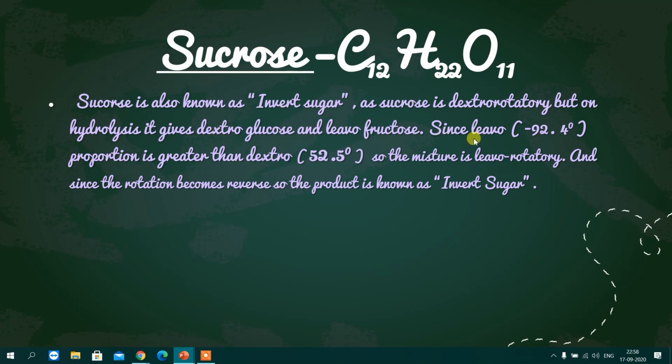But if you check, the levo-rotation is 92.4, which is much greater than the dextro-rotation, which is 52.5. So the net result, as a whole, is that the mixture becomes levorotatory. And since the rotation becomes reversed, this product is known as invert sugar. This is a very important thing. Important definition.